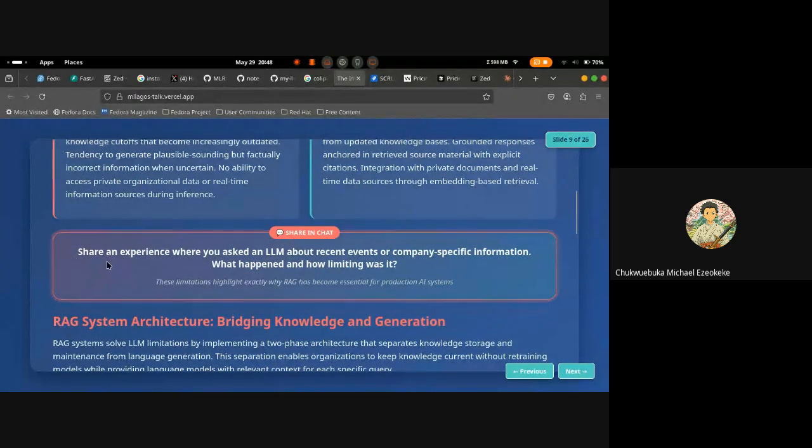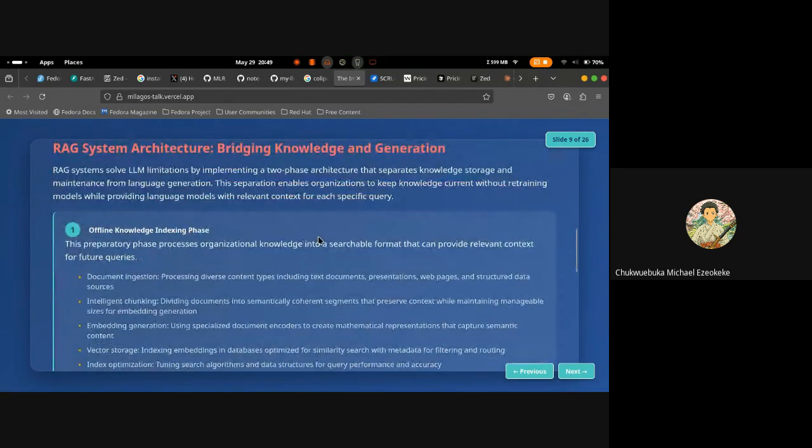Can anyone share an experience where you asked an LLM about recent events, what happened when you did that, and how limiting it was? Okay, wow, let me just move on. Someone said it was sports scores. Okay, maybe you were trying to figure out Chelsea against Real Betis, what the current score was. This seems better now because they integrated RAG in their ChatGPT chatbot, and they integrated web search. That's why the search feels better, unlike early 2022 when you wanted to get updated information through ChatGPT.